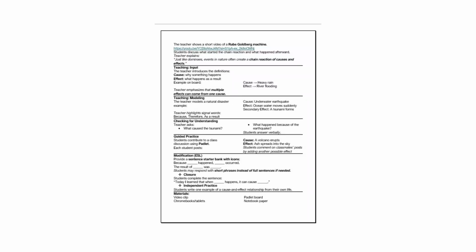Slide 3 continues with Monday's lesson, and it will also go on to talk about heavy rains as the cause, and the river flooding as the effect, along with more cause and effect variations of models of natural disaster examples. Then students will be introduced at this point to signal words that they can use to identify cause and effect relationships in text, such as because, therefore, and as a result, these main three words.